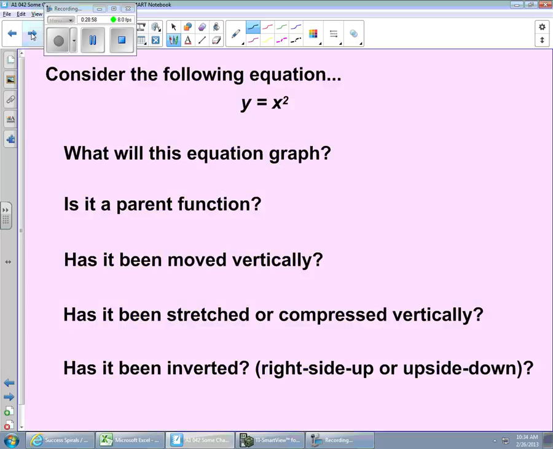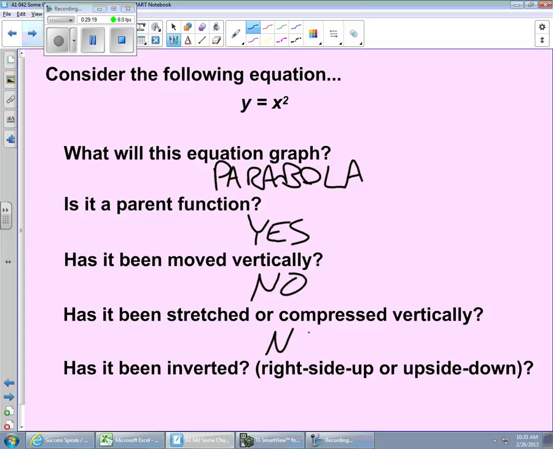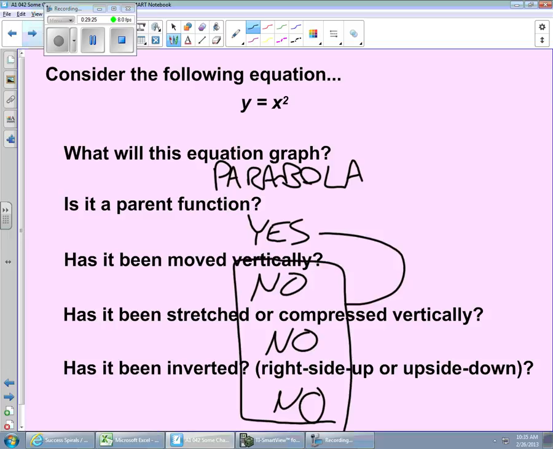One more. Y equals x squared. What will it graph? Parabola, because you've got one variable in one dimension, one in the other. Is this a parent function? This is a parent function. There is nothing changed about it. Has it been moved vertically? No, it hasn't. Has it been stretched or compressed? No, it hasn't. Has it been inverted? No, it hasn't. When all this is no, that's a parent function. A parent function is not changed. It's not stretched, it's not compressed, it's not upside down, and it has not been moved up or down the y-axis.